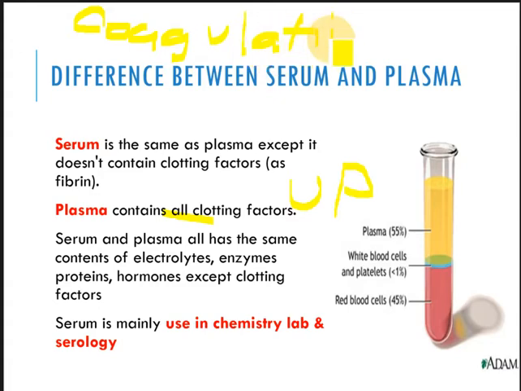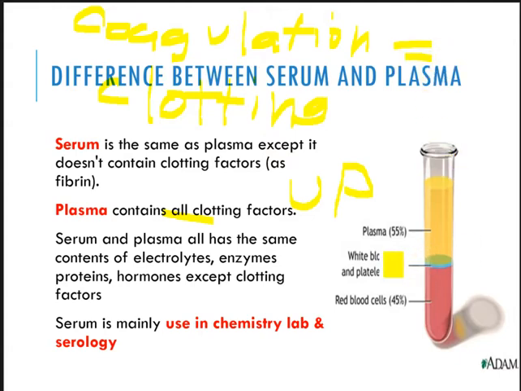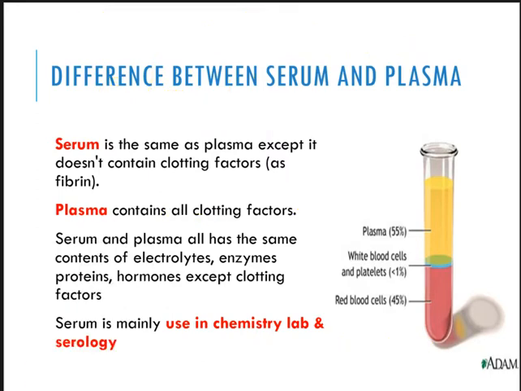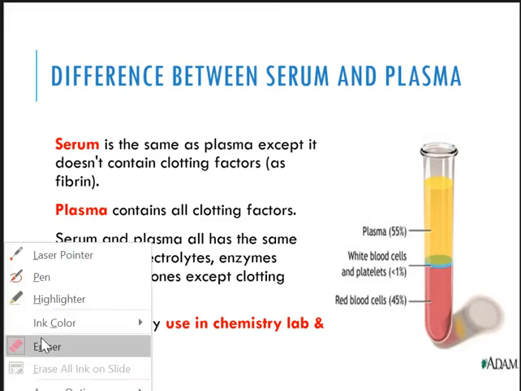Coagulation is also known as clotting. Okay, clotting. They are the same. Okay, so it is the process by which blood changes from a liquid to a gel form, forming a blood clot. So it potentially results in hemostasis, which is the cessation of blood loss from damaged vessels, followed by repair. Okay, that's a little background of your coagulation. Basically, it stops your wound from bleeding further. Okay, so serum is mainly used in chemistry, lab, and serology.